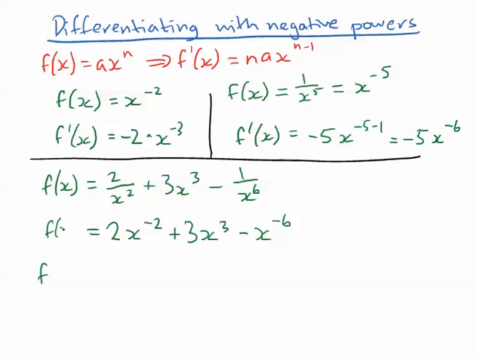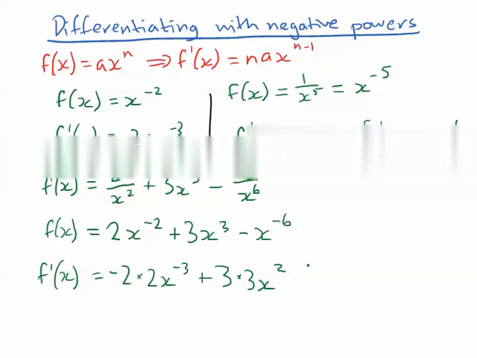So this was still f of x. And now we're going to find f prime of x, which is a derivative. And as usual, we're going to multiply by this number in front. So we got minus 2 times 2x. And the power is going to be minus 2 minus 1, which is minus 3. And we got plus 3 times 3x. And the power reduced by 1, so it becomes 2.